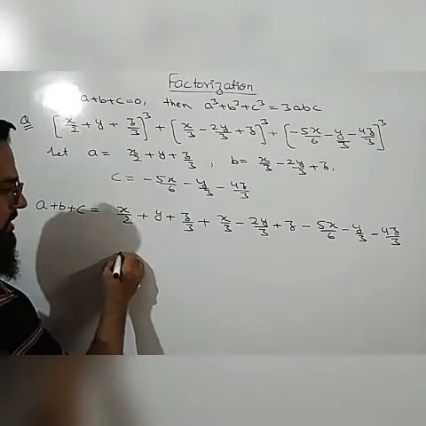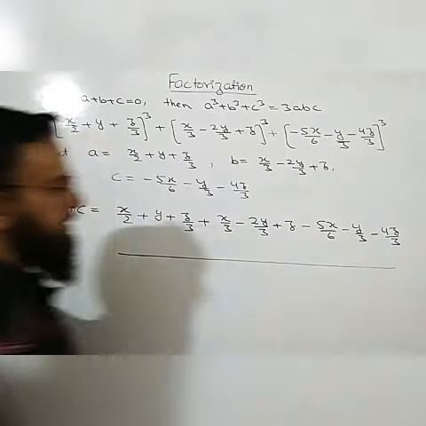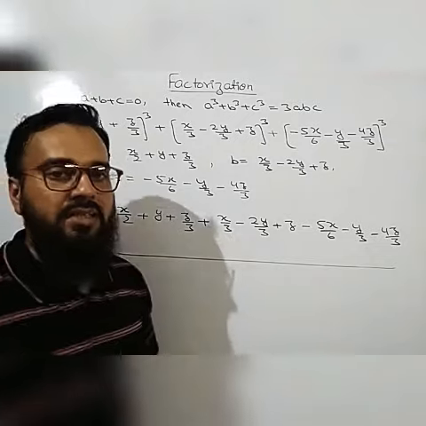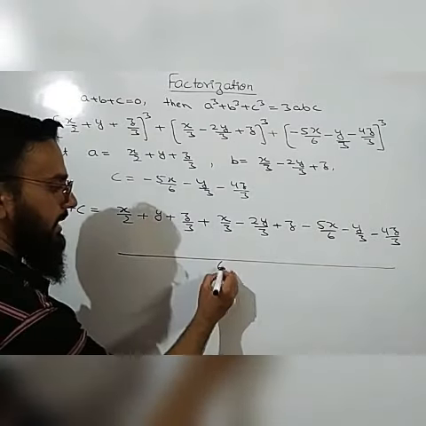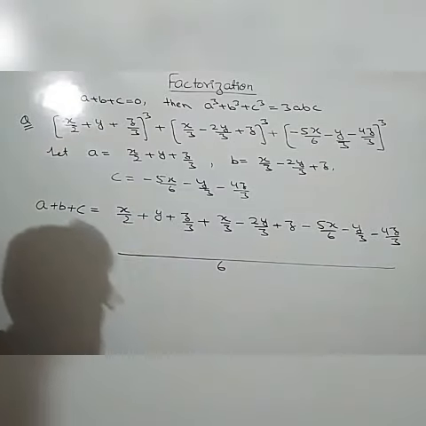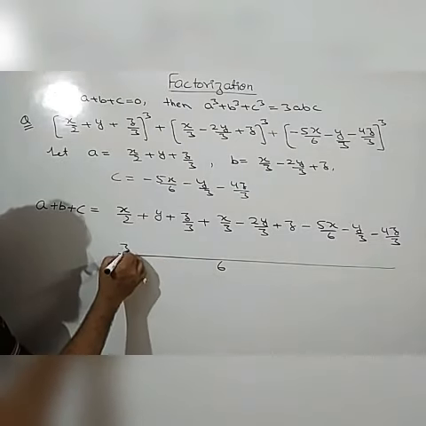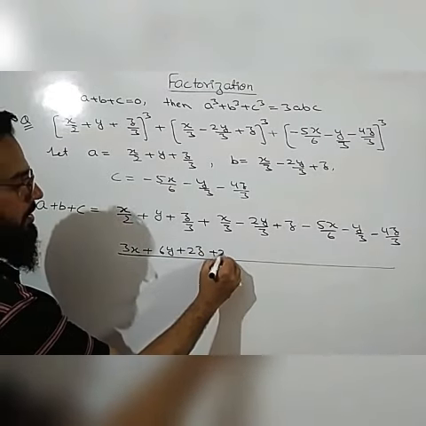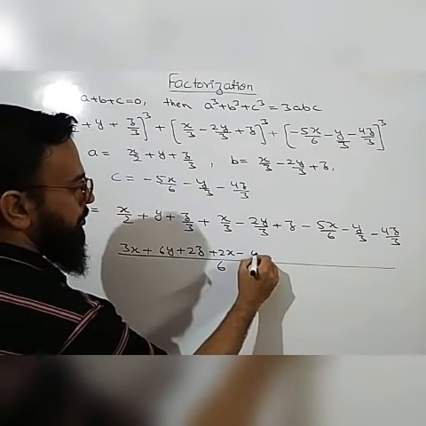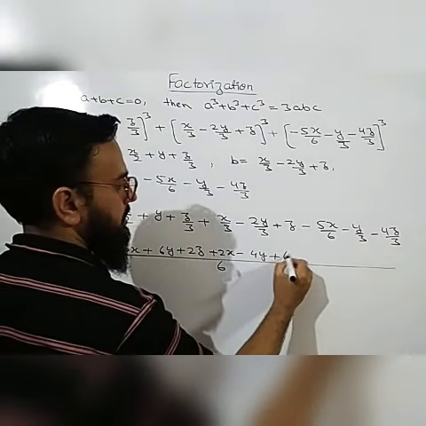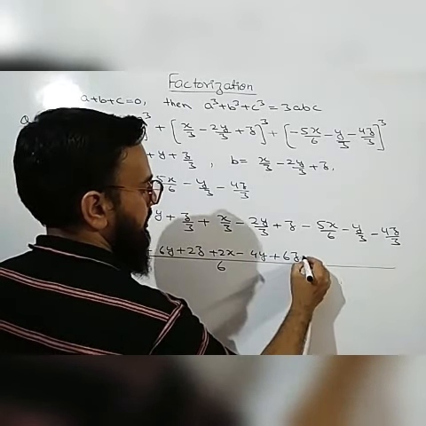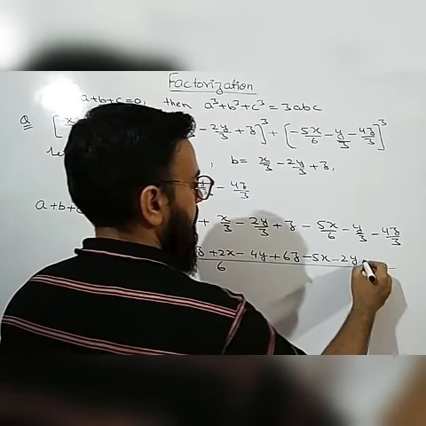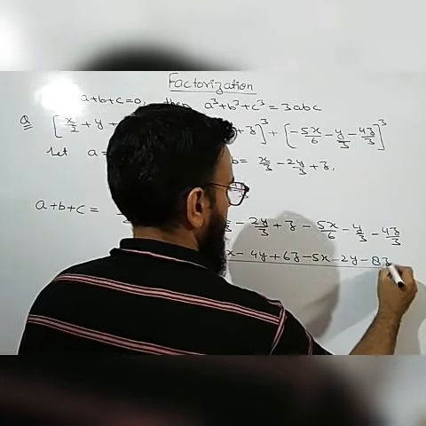First we will take the LCM. The denominators are 2, 3 and 6, so the LCM will be 6. Taking 6 as LCM, it will be 3x plus 6y plus 2z, plus 2x minus 4y plus 6z, minus 5x minus 2y minus 8z.